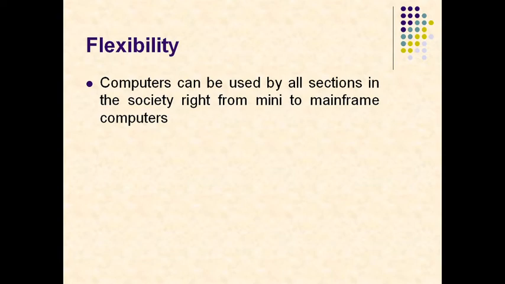Next characteristic of computer is flexibility. Okay, we have seen that the main capabilities are speed, consistency, storage capacity, then this is the flexibility. Computers can be used by all sections in the society, right from mini to mainframe computers. Okay, flexibility, you can change. There are changes in the manufacturing, even in the sizes of computers. We can see that previously it was a visual display unit, now you can see all the people are using tabs, laptops. Okay, students, this is about flexibility.